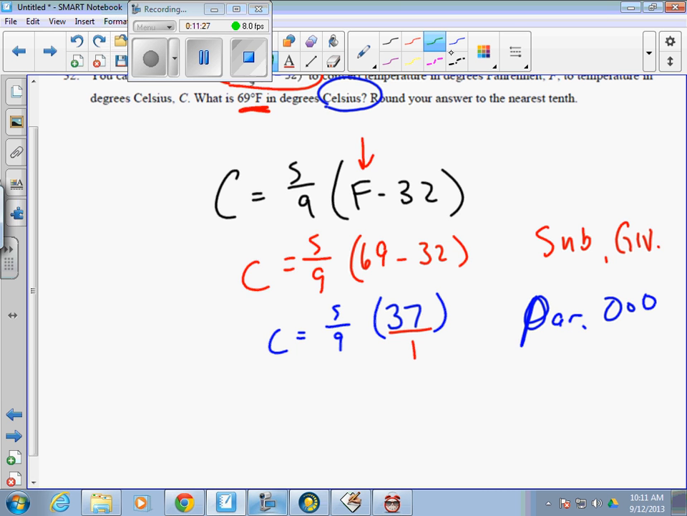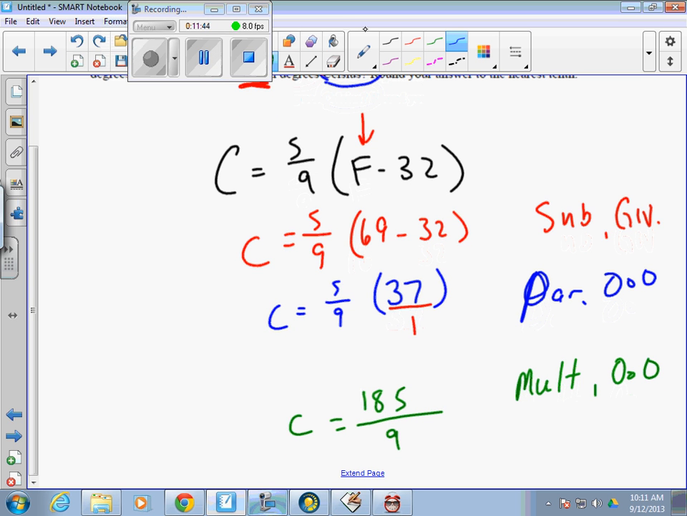5 times 7 is 35. 5 times 3 is 15, plus 3 is 18. And 9 times 1 is 9. So C equals 185 over 9. That's just multiplying because of order of operations.